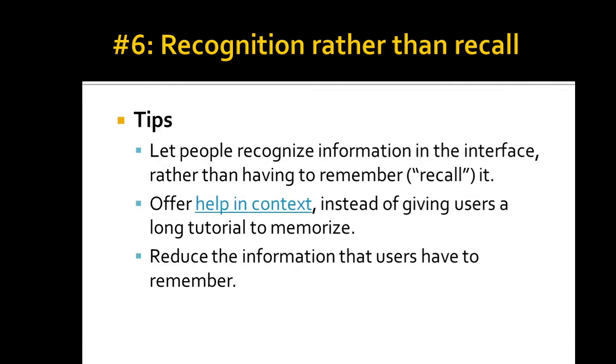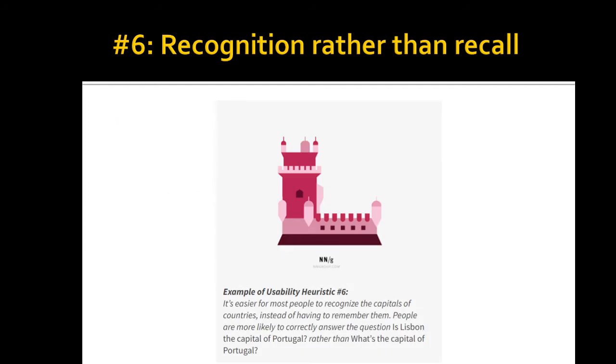Tips: let people recognize information in the interface rather than having to remember, recall, or memorize it. Offer help in context instead of giving users a long tutorial to memorize. Reduce the information that users have to remember. So here's an example. It's easier for most people to recognize the capitals of countries instead of having to remember them.